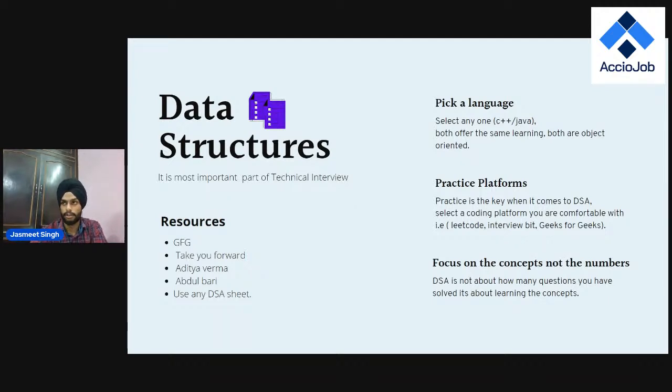Okay, so coming to the most important question that is asked regarding data structures: how many questions should I practice to be confident that I will be able to crack the interview? What I would say is it's not about the number, it's all about concepts, right? You can do 500 questions, but if you are not that good with the concepts, you won't be able to perform well in an interview.